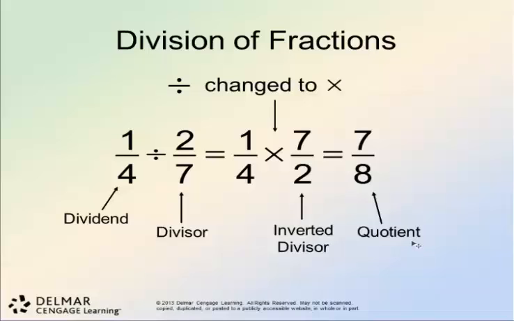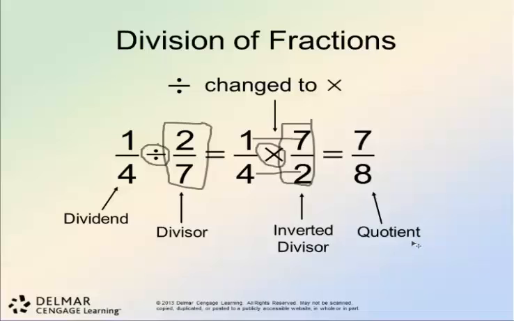The key thing here is if you have a division problem of fractions, change your division to multiplication, and change the bottom fraction, the second fraction, which is called the divisor, to its reciprocal, and then we just multiply straight across. 7 on top, and 4 times 2 is 8 on bottom.